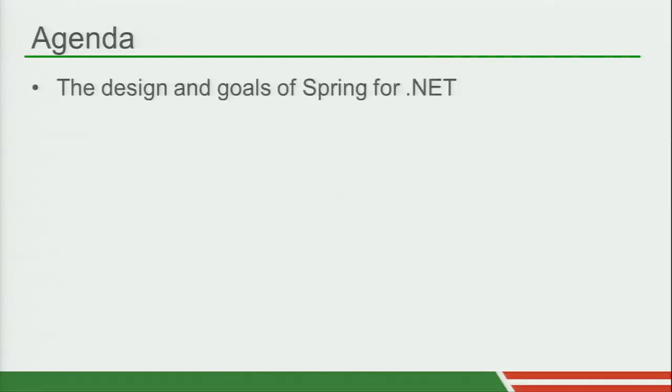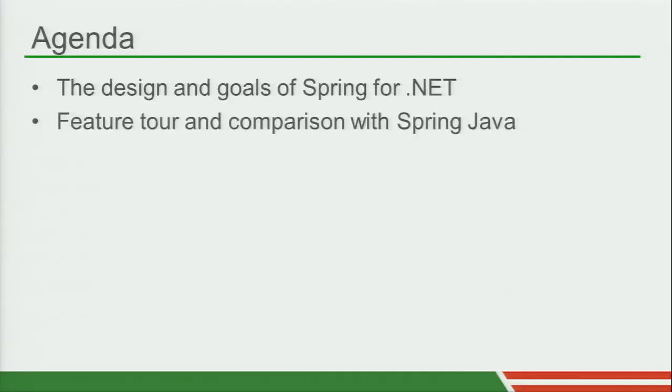Let's talk about our agenda for our talk briefly. We're going to talk a little bit about the design goals of the Spring Framework for .NET in the context of Spring for Java. We're going to spend some time doing a feature tour where we talk about the features that are in Spring.NET. We're going to compare and contrast those with the features available to you today in Spring Java so you can understand where there's overlap and also where there's differentiation between the two platforms.